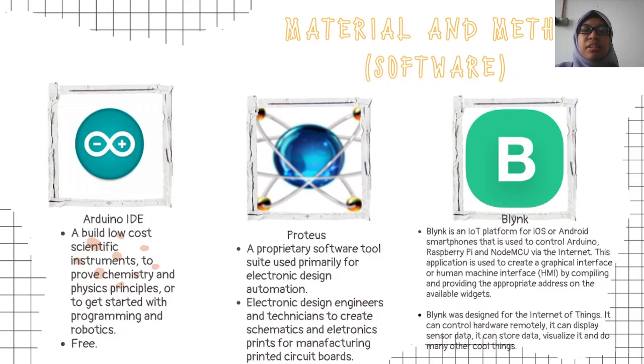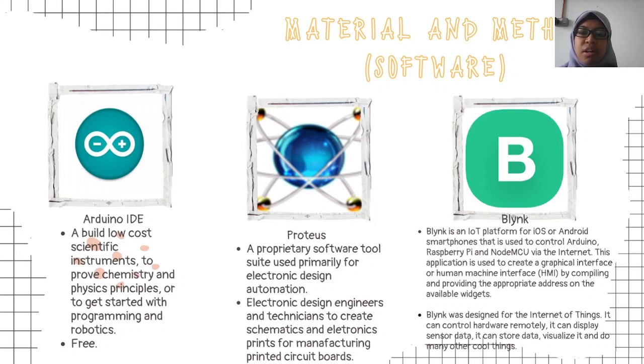Okay, lastly is Blynk. Blynk is an IoT platform for iOS or Android smartphones that is used to control Arduino, Raspberry Pi, and NodeMCU via the internet. This application is used to create a graphical interface or human machine interface, HMI, by compiling and providing the appropriate address on the available widgets. Blynk was designed for the Internet of Things.